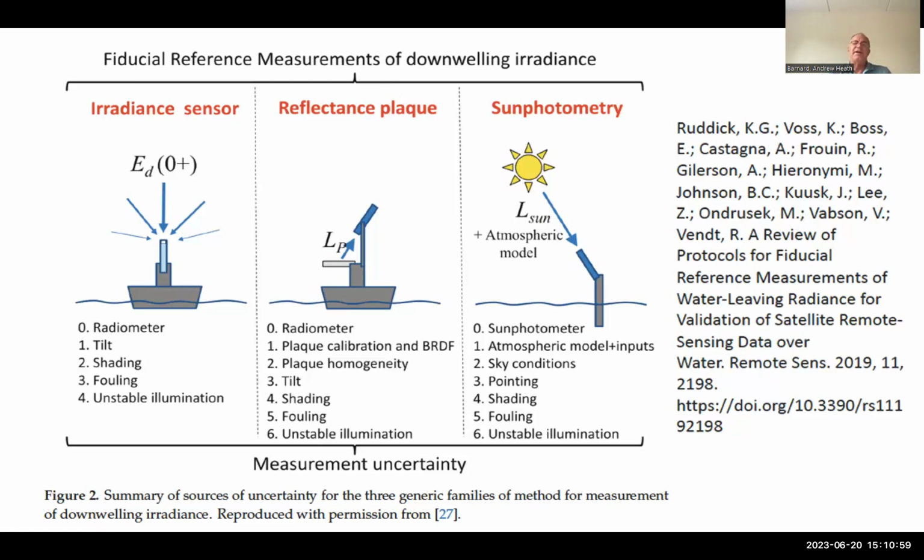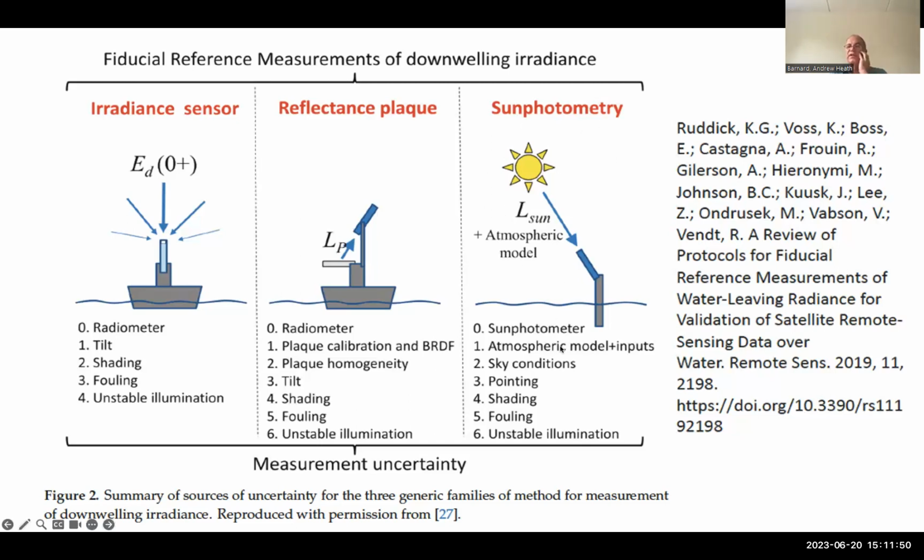The second method is typically used in the above water condition. Here is the reflectance plaque measurement, where you have a radiance sensor collecting light coming off this plaque from the irradiance coming down from the sun and through the atmosphere. It's similar to what we talked about before in terms of the in-lab calibration technique. Lots of things you need to account for here: the plaque calibration, getting that done, the reflectance functions and how that pertains to the actual radiance being measured, and plaque homogeneity, tilt, fouling, and shading.